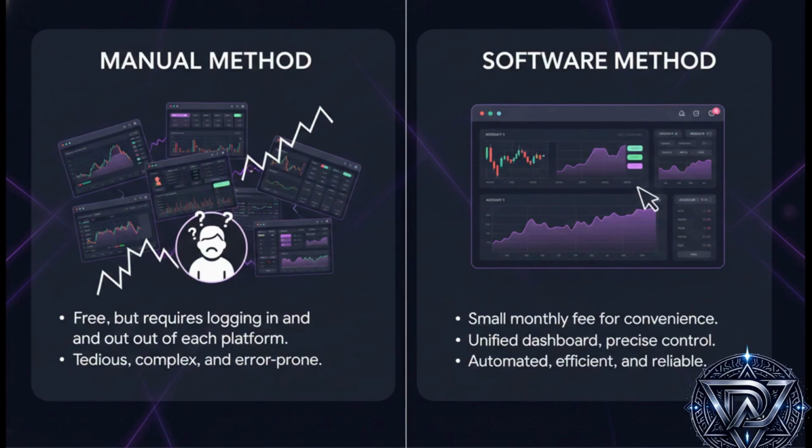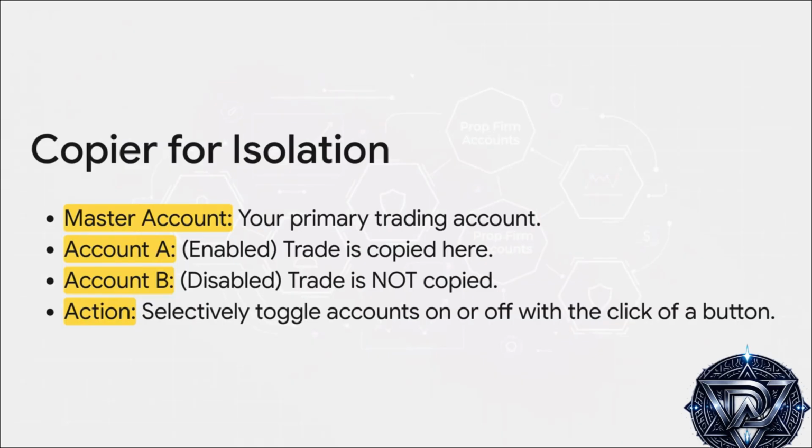The other option is using software. It'll cost you a little bit, but the convenience is huge. You can manage everything from one central dashboard with pinpoint control. And this is the clever part. You can use the same kind of trade copier software, but in a completely different way. Instead of having all your accounts switched on, you keep them all disabled by default. Then, when you're ready to trade, you just click a button to toggle one single account on. You trade it into profit, toggle it off, and then toggle the next one on. The software stops being a mass duplicator and becomes more like a precision switchboard for your trades.